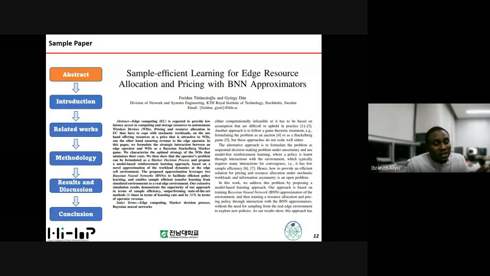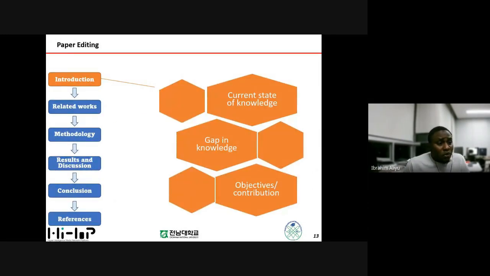And this is what you are expected to do. I found them very interesting because they are really simple. When you read Professor Gyurgis' article, most of the time you find them writing in this style, and it's easy to follow. So, and then next, we look at the introduction.